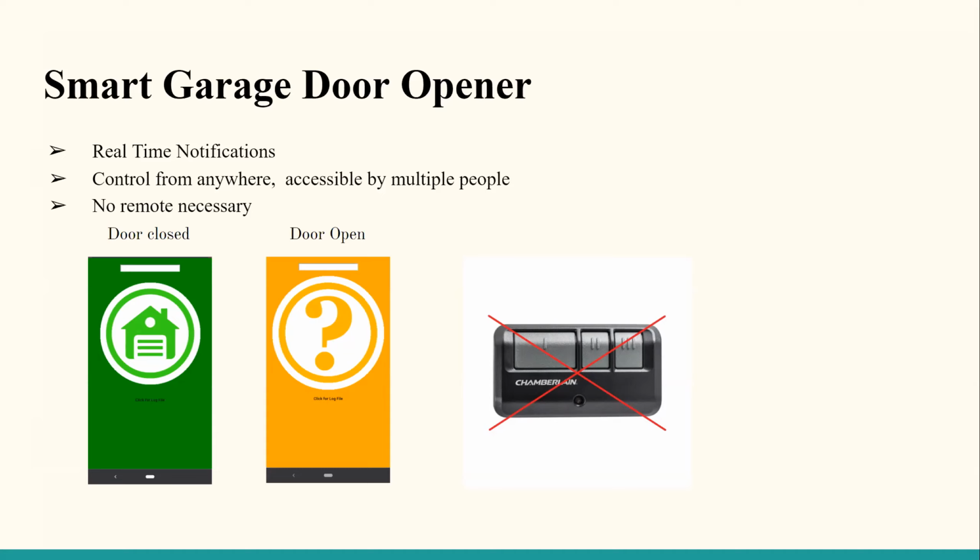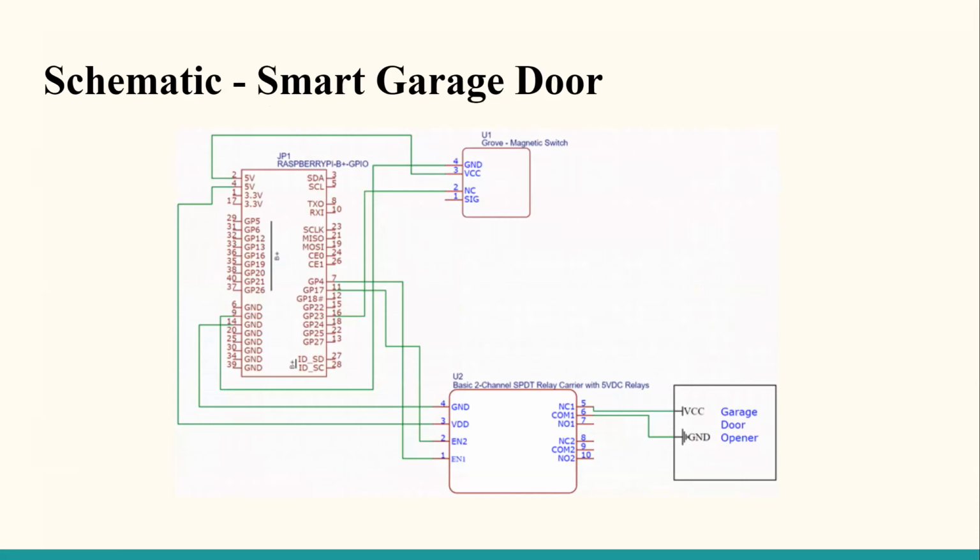Also, if you forget to close your door, this will automatically close the door within a given time frame. Next slide. So here's a schematic that shows how the garage door opener connects to the Raspberry Pi, a two-channel relay, and the magnetic switch.